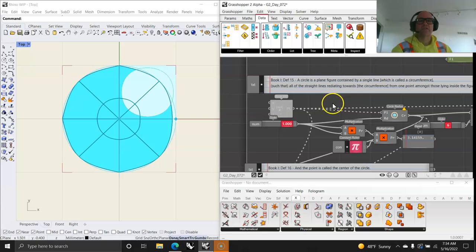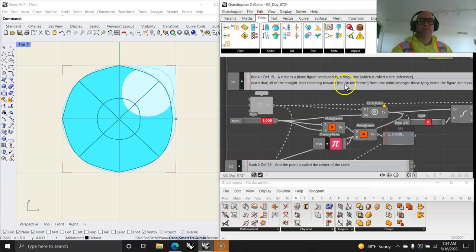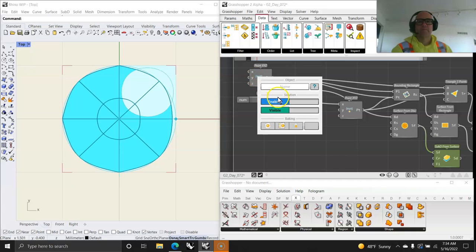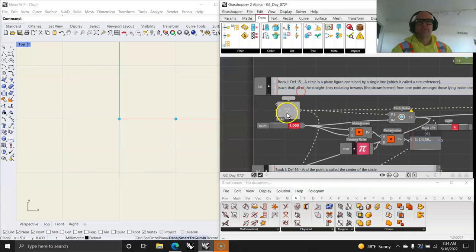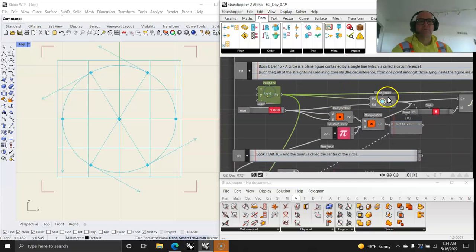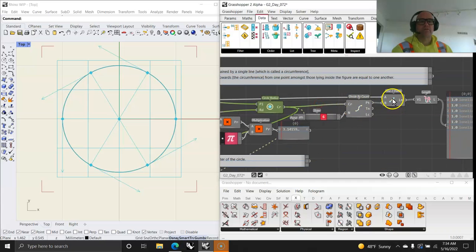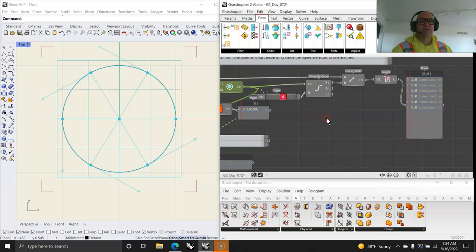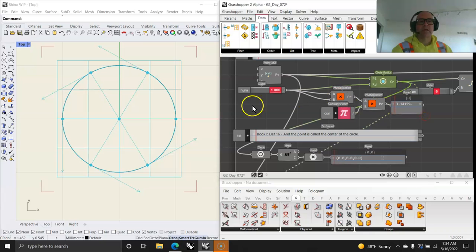23 definitions. 15: a circle is a plane figure contained by a line, a single line, which is called the circumference. So that's pretty easy. Let me take off this data here. Let's put on the next one, which is fairly easy, and see what our script does. There it is. Is called the circumference. And I actually did that by just taking a point, making a circle, and then pulling it out. What did I do to show the circumference? I think I wanted to show evidence of, yeah, this one here.